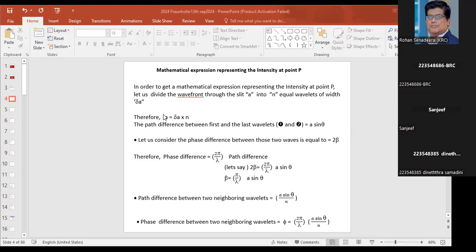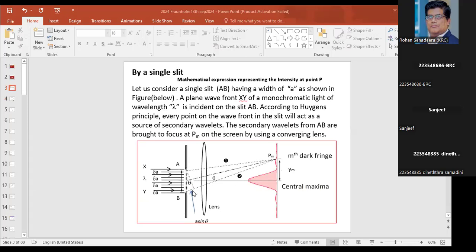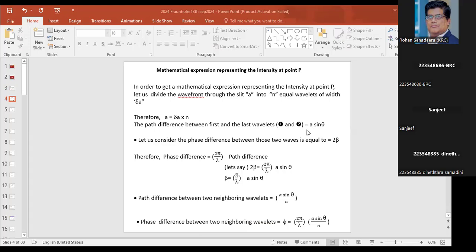So now we can write the total width, capital A, equal to delta A into n, the number of delta A slits, a large number of slits with this much thickness, right? You can see this is okay, no? We have n small slits with distance delta A, so all together it will be the A to B distance. Then we can write the path difference between the first and last rays, this and this. You remember in all the cases, Young's double slit and everywhere, we consider this path difference, which is A sin theta. This is A, here it is theta, then A sin theta. So the same thing, right? The path difference between the first and last wave is A sin theta. Now let's consider the phase difference between this 1 and 2, let's say equal to 2 beta, right?